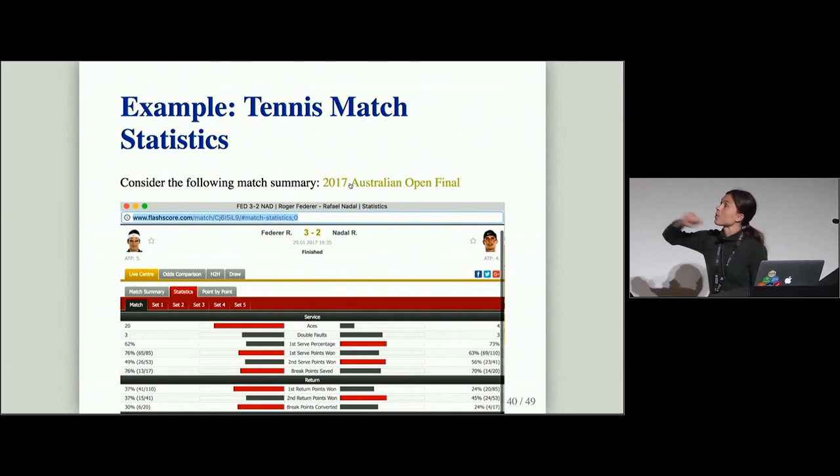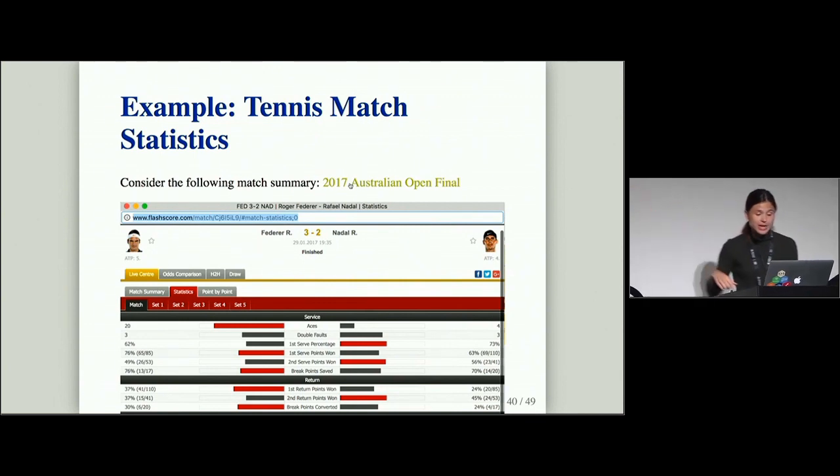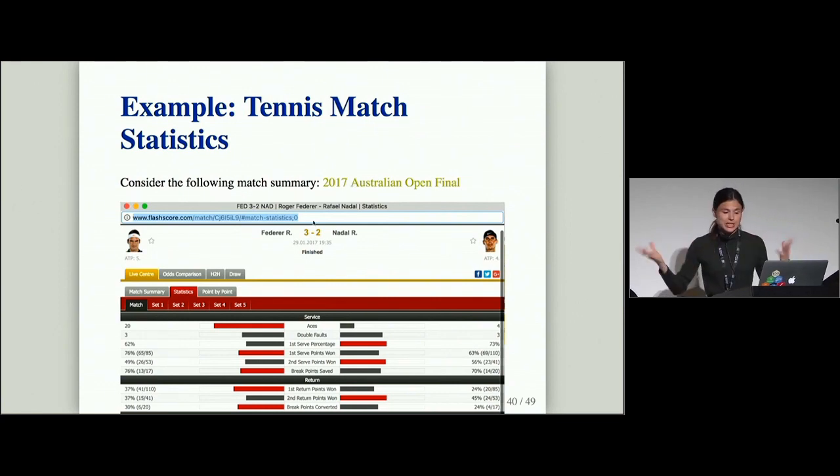So this is an example of a match summary for a tennis match. This is actually the Australian Open men's final. As a tennis statistician, this is data that I'm interested in being able to scrape. So I can use R Selenium to do this. I just need to get that URL information.